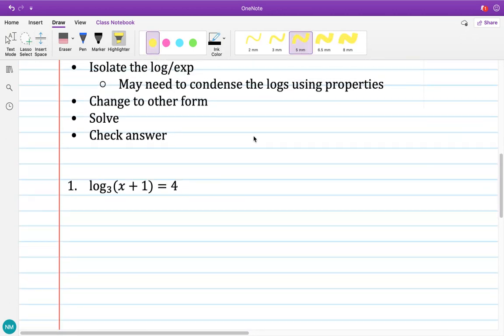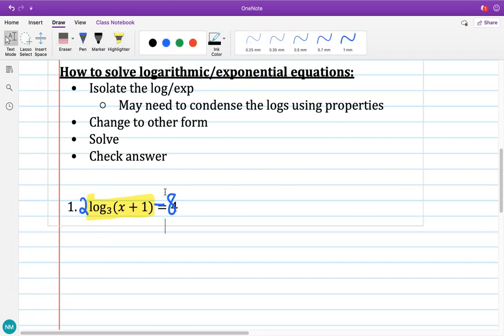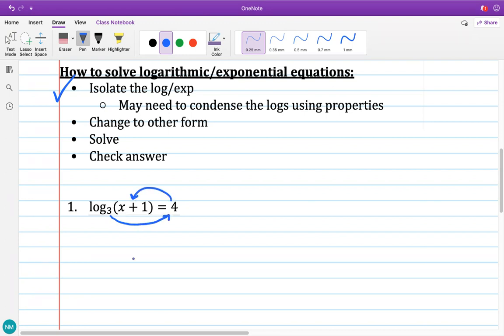So first, we want to isolate the log. Here, the log's already isolated. There's nothing around it. Now, if there was a 2 up here or a minus 8 over here, then yes, we would have to isolate it. But here it's already isolated for us. So check. Next, change to the other form. So I'm going to change this from logarithmic form to exponential form. How do I do that? Well, my base is 3, so it's going to be 3 to the 4th power equals x plus 1. I'm going to rewrite that: 3 to the 4th power equals x plus 1.